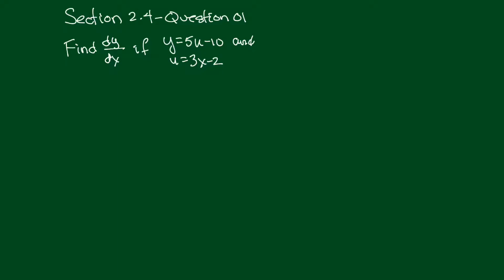So section 2.4, this is a section on the chain rule. And in this first question, what we're going to try to do is find dy/dx. In other words, how does y change as x changes? And here's what we know.